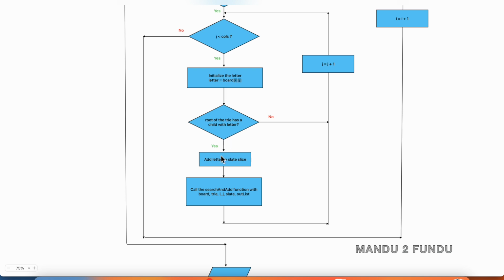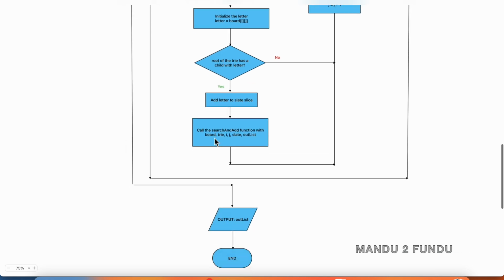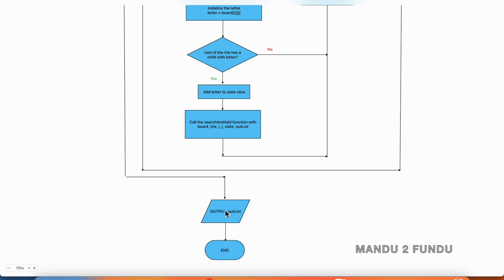If there is one, then we add that letter to the slate and then we call the search and add function to initiate the search. Otherwise we go ahead and process the next cell. So basically whenever there is a match, the first character in the word matches one of the child nodes in the root node, then we initiate the search by calling the search and add functions. We repeat this until we process all the cells in the board and finally we return the out list.